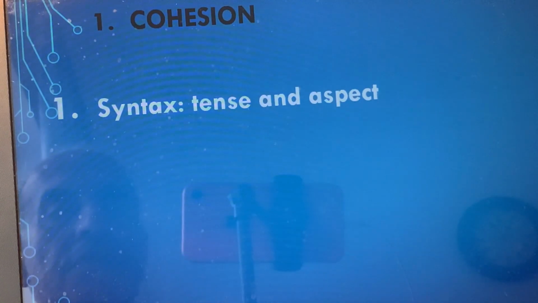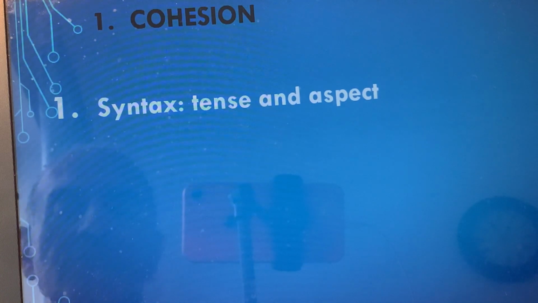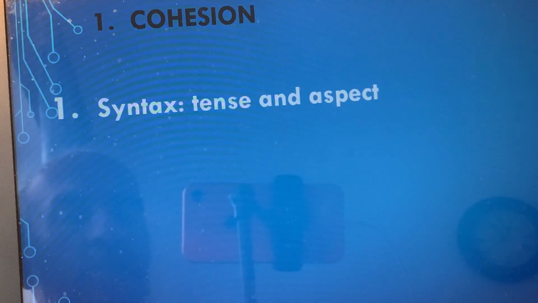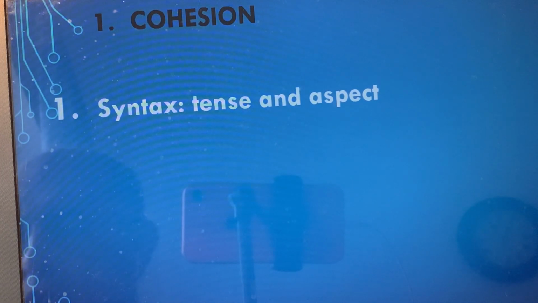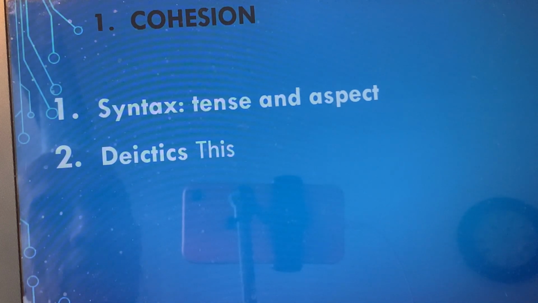So now cohesion. With cohesion, the first thing is you look at syntax, which is the tense and the aspect, which tense is being used here. "Have resurrected," for example, "sits." So they are using the present tense. "Is still confident." But then also there is the past, like "a senior government source said."